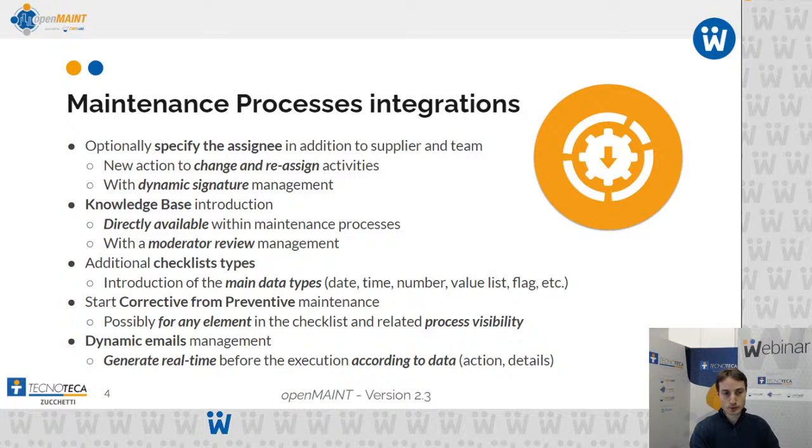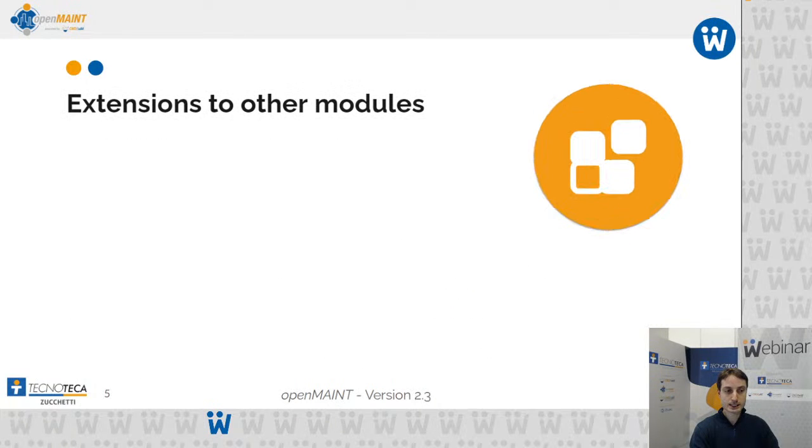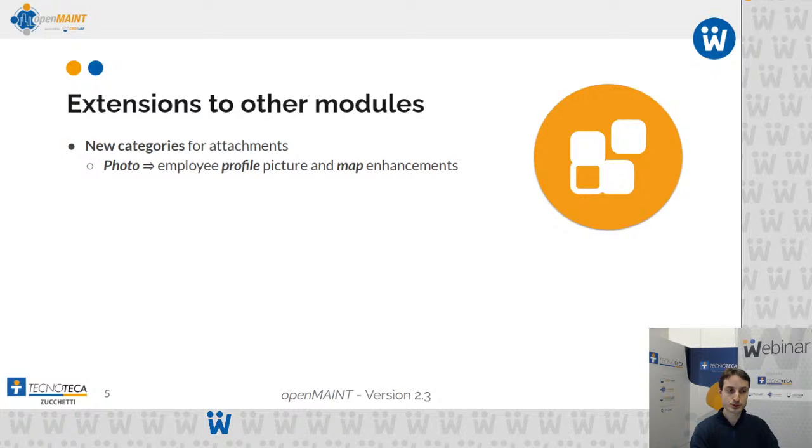Then, before going to the live demonstration, I want to discuss the extensions to the other modules. So we have new categories for the attachments. As I said, we have introduced the photo category. This is really helpful in two different fields. For the employee's profile, for example, where you can store the profile of the employee or the ID card or the picture, so it will be helpful to identify your personnel.